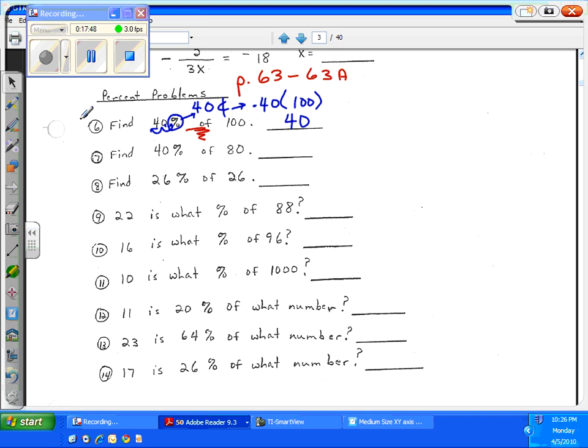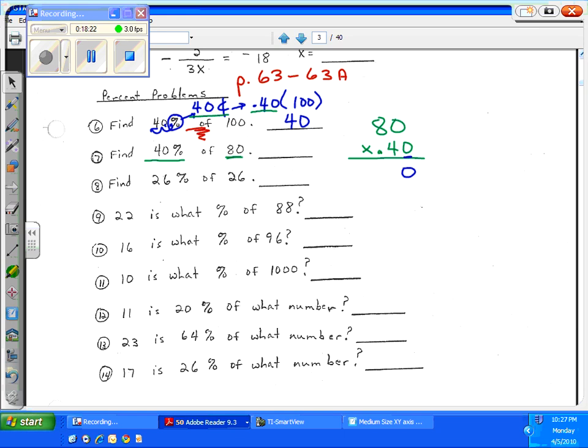40% of 80, this is what we began with. We want 40% of that. Again, 40% is 40 cents. So we're going to multiply 80 by 40% or 40 cents. Percent is like cents on the dollar when you're dealing with tax. Cents per hundred, parts per hundred.